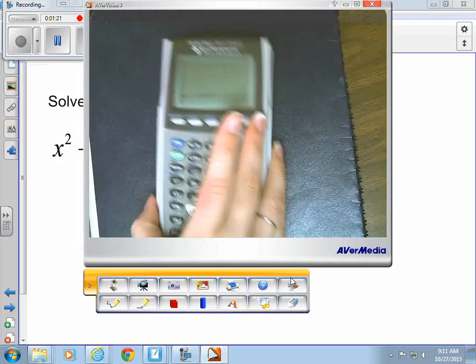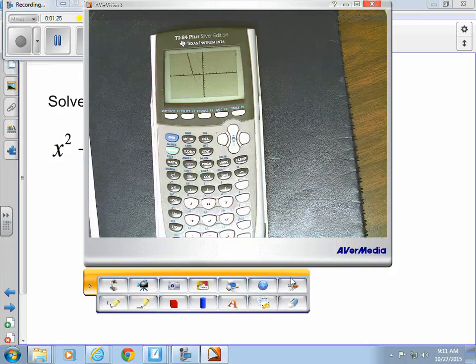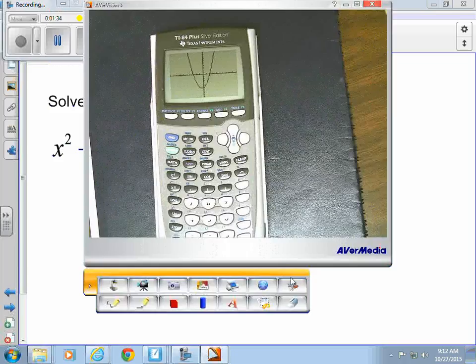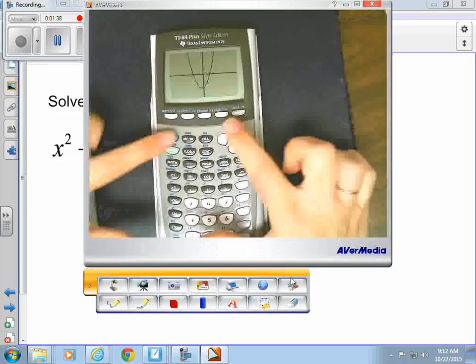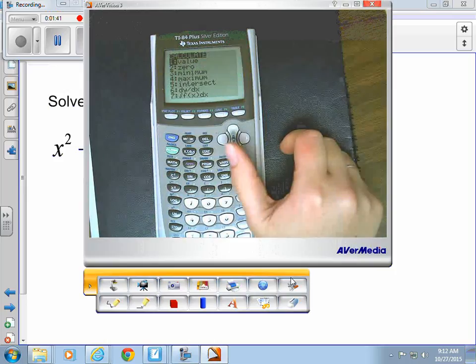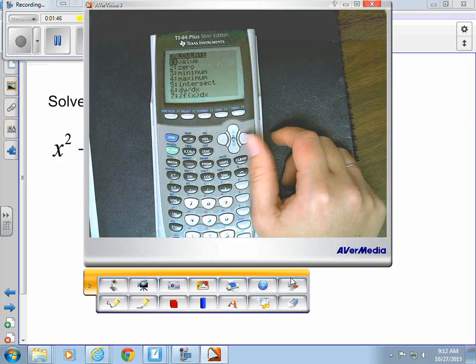Push graph, my window's really messed up. I'm going to go back to Zoom 6, see if I see it. If not, I'll adjust accordingly. Do I see where that crosses the x-axis, or y equals 0? So I want to find those. So I'm going to go to second trace. Y'all remember doing this yesterday now? Yeah, y'all need to work on that.